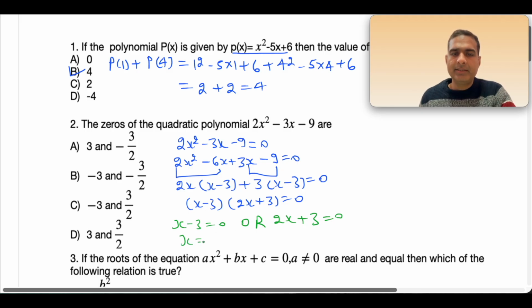So this implies that x can be 3, or from here if we shift 3 to the right hand side, it will be minus 3, and then we can divide by 2.